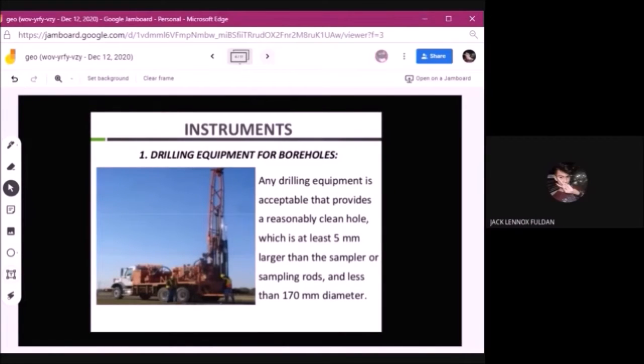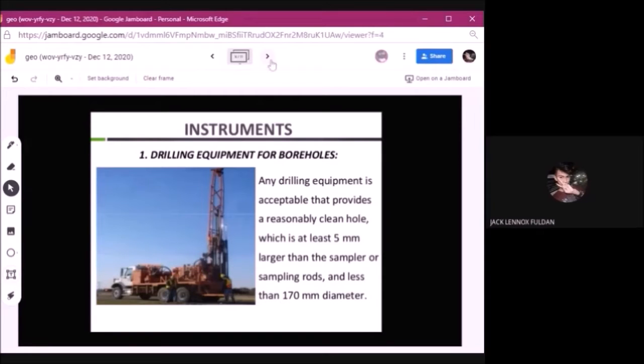So the first instrument or tool that we used in conducting the standard penetration test is the drilling equipment or boreholes. Any drilling equipment is acceptable that provides a reasonably clean hole which is at least 5 mm larger than the sampler or sampling rods and less than 170 mm in diameter.